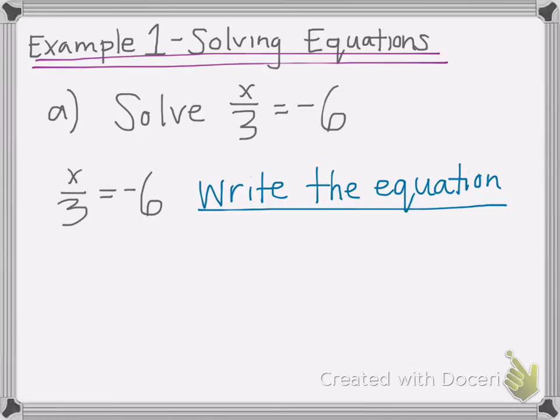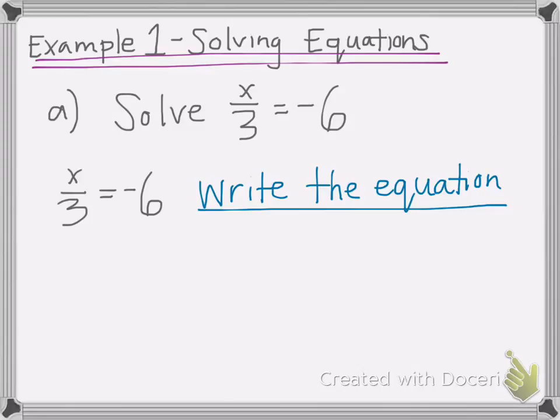Now, I'm looking at this. x over 3 equals -6. What could I multiply that would cancel out that 3? Because again, remember, it's like a game. I want to isolate my x. I want to keep this by itself. That's the game. So what's hindering it? Well, what's hindering it is that 3 in the denominator.